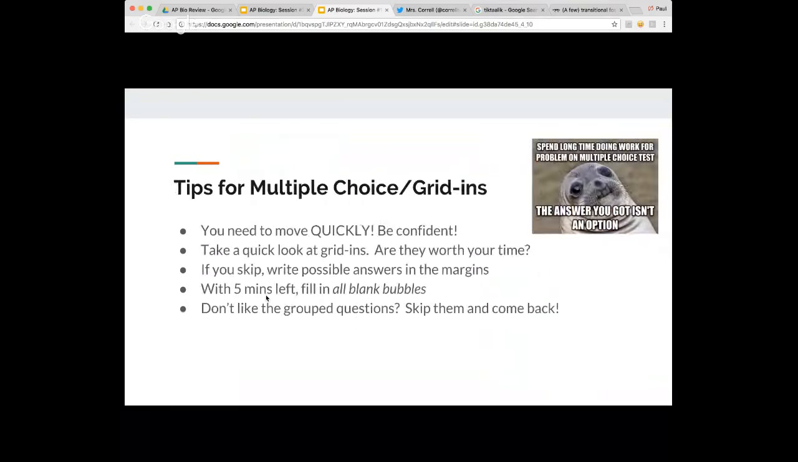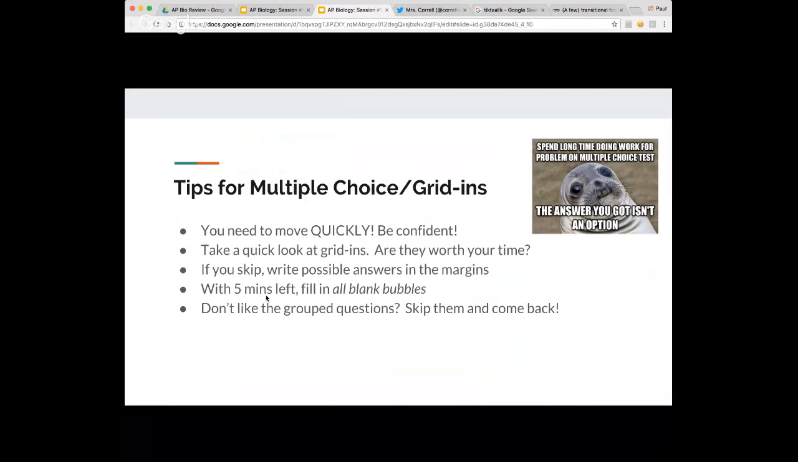So just a couple tips. These aren't any secrets. They're just, over the years of watching kids, this is what I've seen. My tips for the multiple choice and the grid-in section. So section 1 is that you always need to move very quickly. You don't have time to sit there and kind of look at the answers and think about the answers and try to cross out the wrong ones. You don't have time for that. You need to move on.